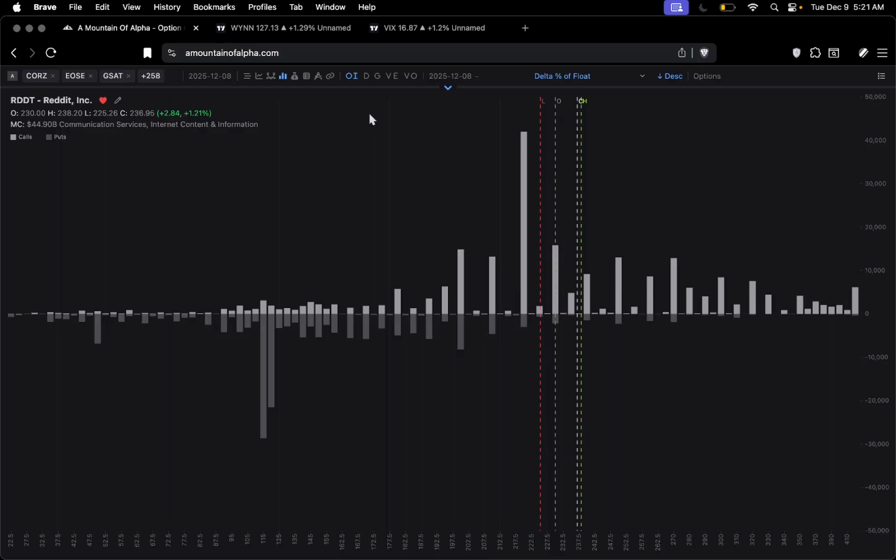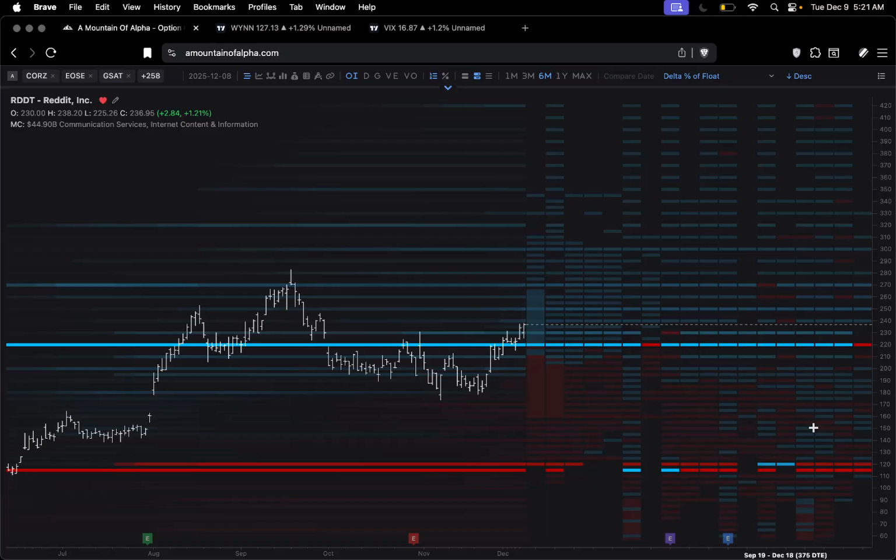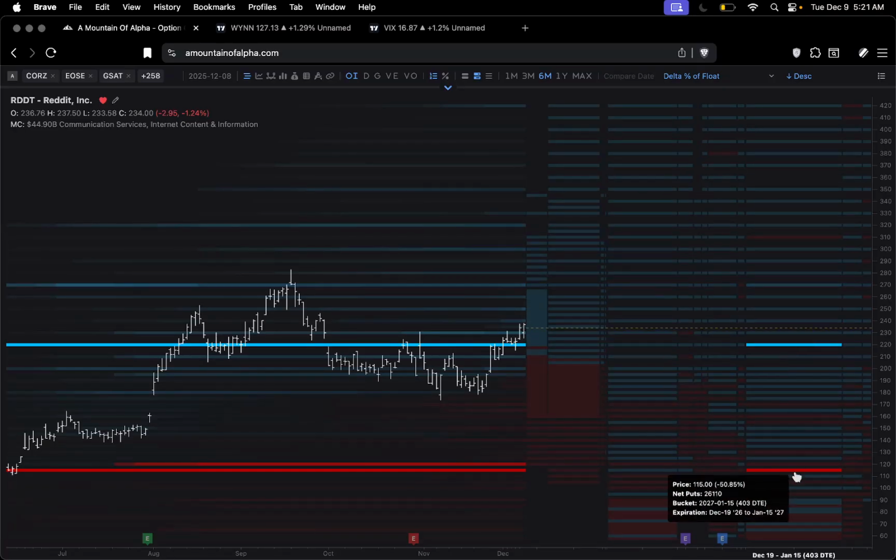Yeah. So I know for a fact that those are long term. There's a long term spread in this. Yeah, see? This long term spread. January 27. So it's a leap. And that's been there forever.